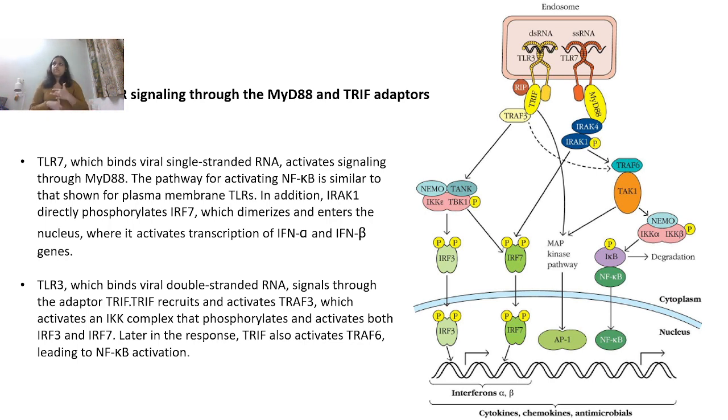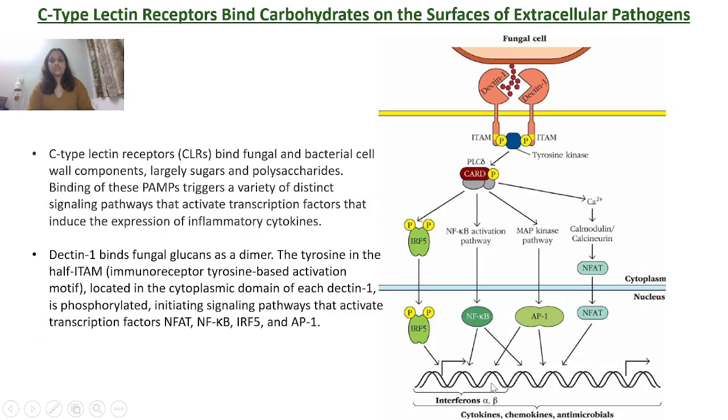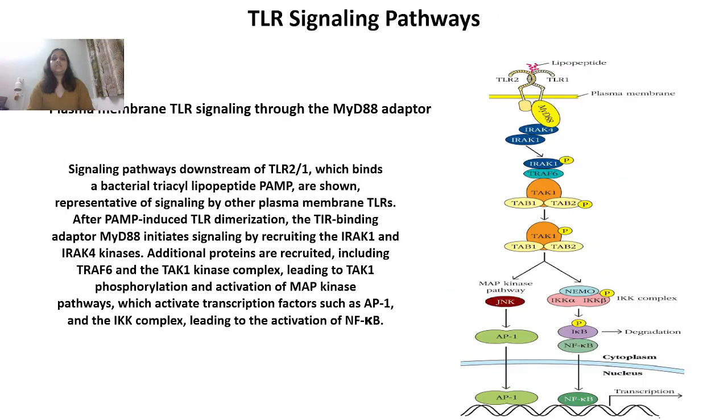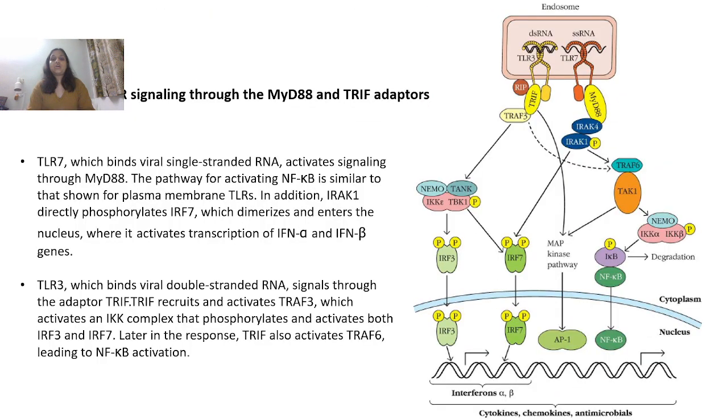So there are two types of signaling. One is plasma membrane signaling, another is endosomal TLR signaling. And there are two adapters through which signaling occurs, MyD88 and TRIF. And this leads to the synthesis of different kinds of cytokines, chemokines, and antimicrobial components. Then this is all about TLRs, or the toll-like receptors.